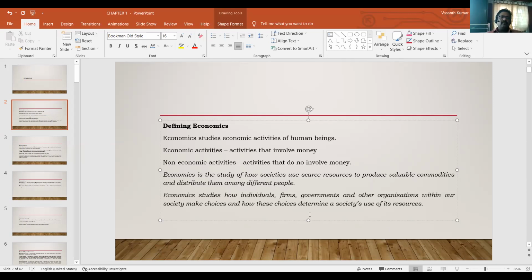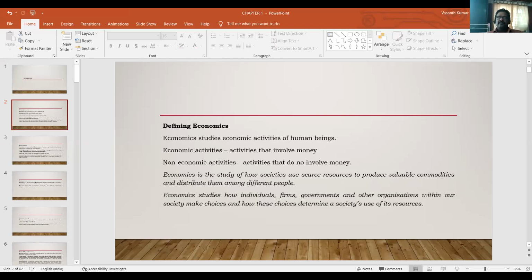Now, with an example, this point can be made clear. A mother doing the household activities, cooking, washing, etc., and teaching her children at home. These activities do not involve money. So that is a non-economic activity.